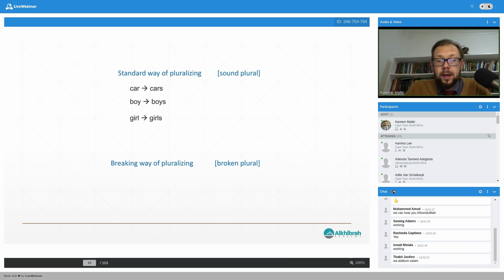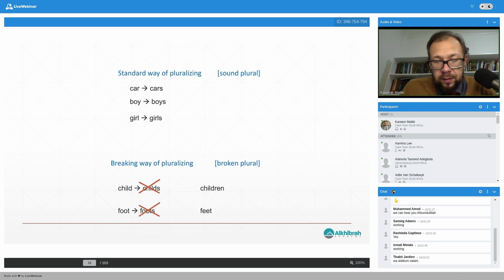without any complications, right? And then we have something we call the broken way of pluralizing, broken plural. So what's broken here? The rule we said is that you add S and you get plural. We're breaking this rule. How do we break it? Child: the rule would say add S, childs. But you don't say that. That would be incorrect. You say children. Food. The rule says add S at the end, then you will have plural. But we don't say foods. Instead, we say feed.